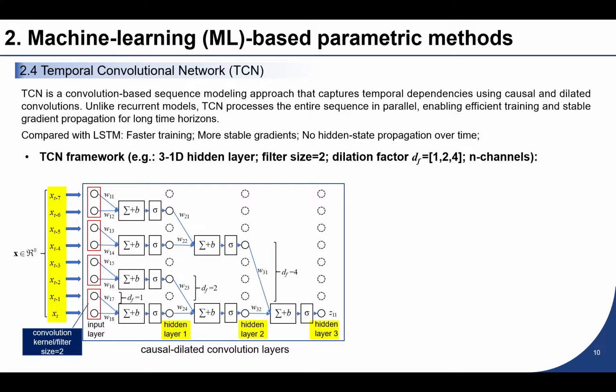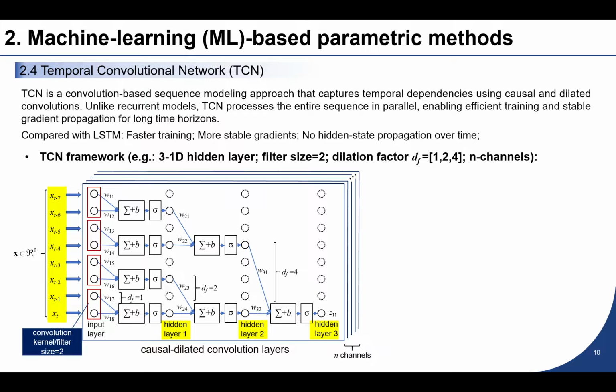As the dilation factor increases to 2 or 4, the kernel skips intermediate points and directly connects distant time steps. This design allows the receptive field of the network to grow exponentially with depth, enabling the model to capture long-range temporal dependencies without significantly increasing the number of parameters or weights. In practice, each convolutional layer contains multiple channels. Each channel corresponds to a different set of convolutional filters, which enables the network to learn diverse temporal patterns simultaneously.